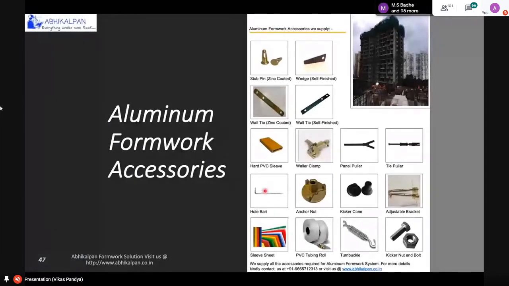Then the common accessories: ring nut, kicker cone, adjustable bracket, then the sleeve sheet. There are two types of sleeve. One is the harder one, and this is the consumable sleeve sheet. The prices of the two sleeves are different, so that is why this one is most commonly used nowadays. Then turnbuckle, and kicker nut and bolt.